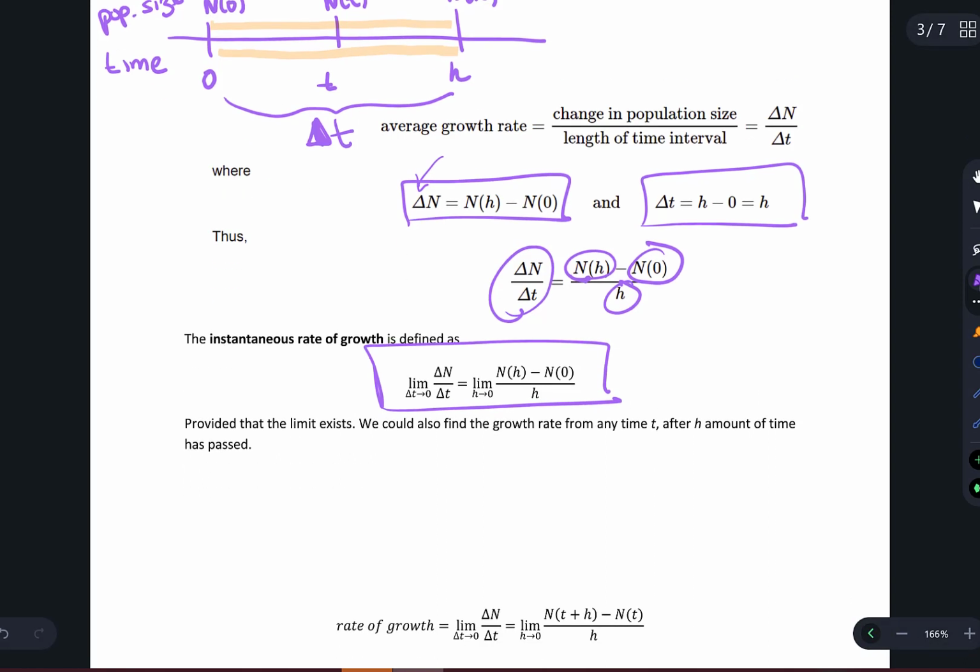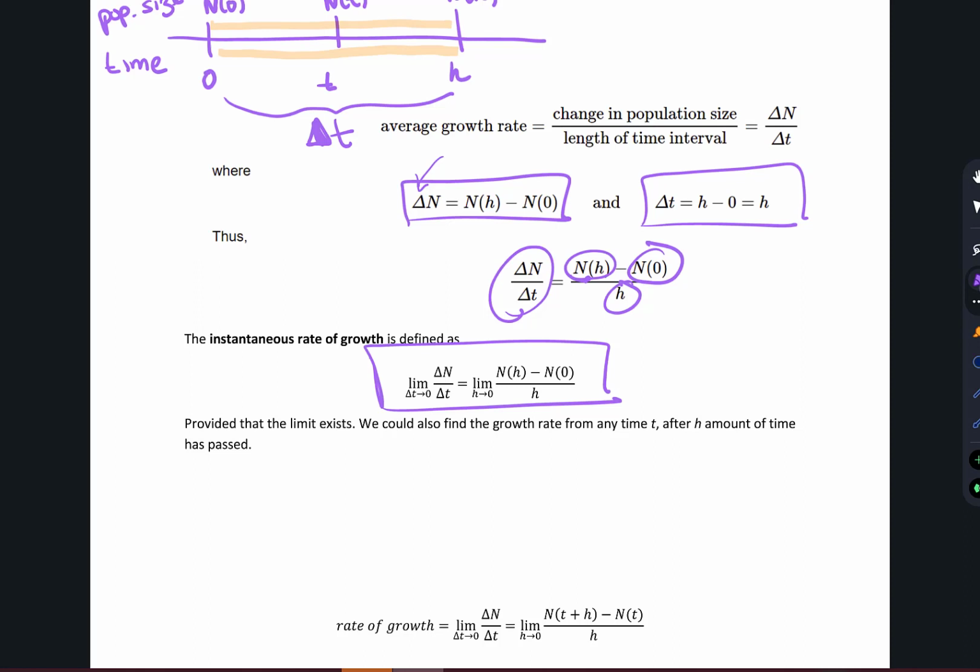And then provided that that limit exists, that's when we call this the instantaneous rate of growth, because if the limit didn't exist, then we wouldn't be able to find it. Now, notice that this one does require that we start at time 0 and t moves between 0 and h, but we could actually find the growth rate from any time t after h amount of time has passed.